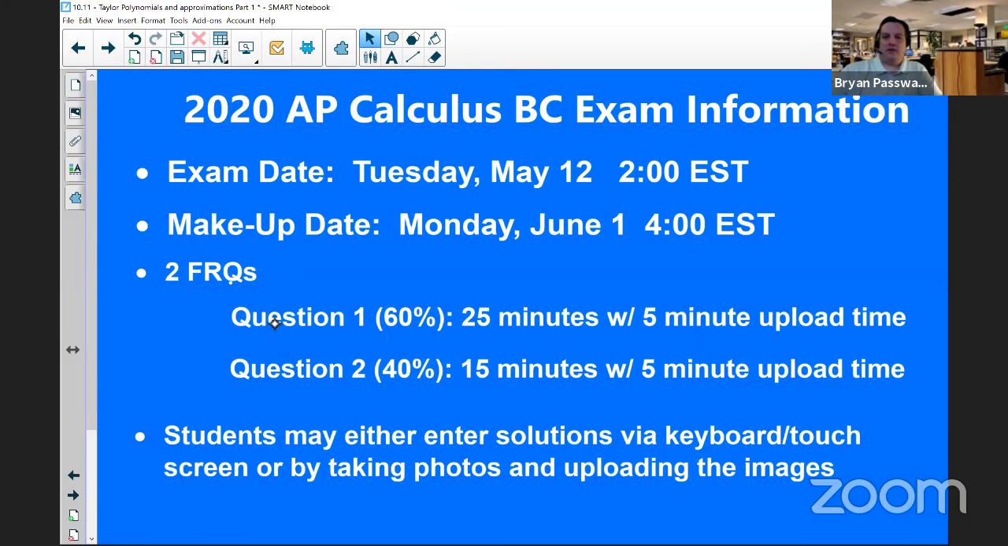Now, what does that mean? Well, I want to point out a couple of things to you. We don't really know exactly what the test is going to look like because it's going to be different. It has to be a little bit different, right? Because of all the unique circumstances. So we're kind of speculating.